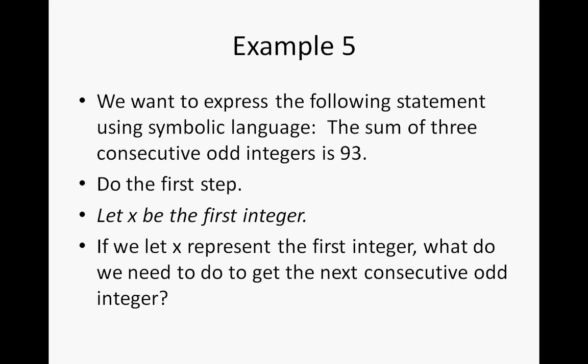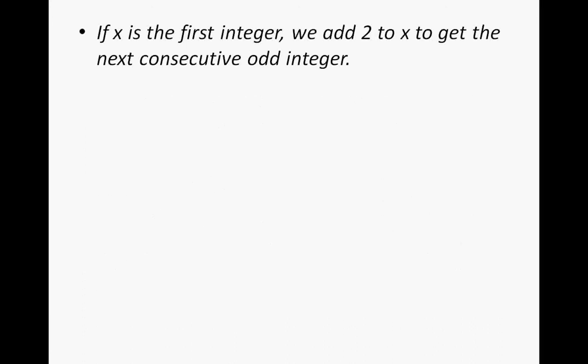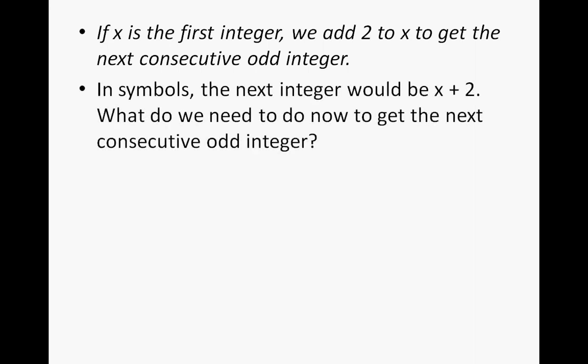So again, what would be an odd integer? Well, you can pick 5. What would be the next odd integer? That would be 7. How do we get from 5 to 7? That would be adding 2. So if X is the first integer, we have to add 2 to X to get the next consecutive odd integer. So in symbols, the next integer would be X plus 2.